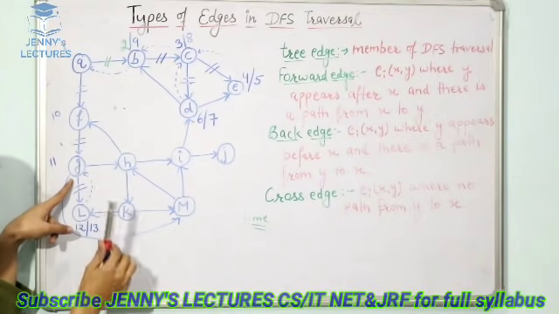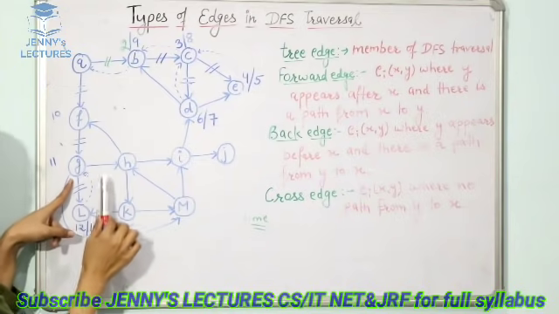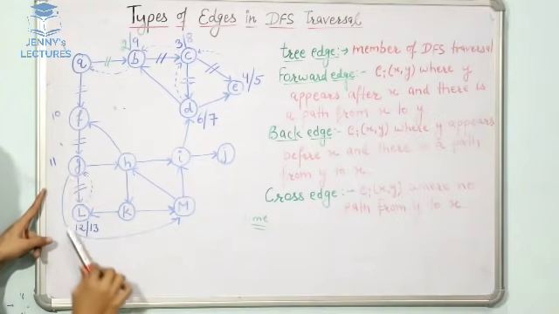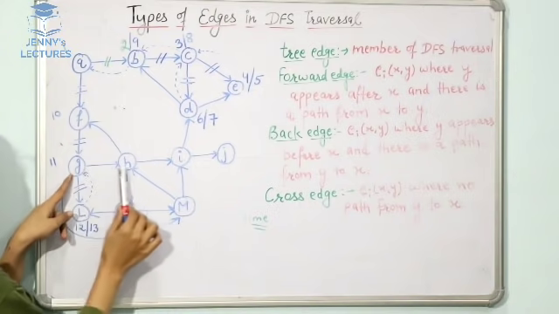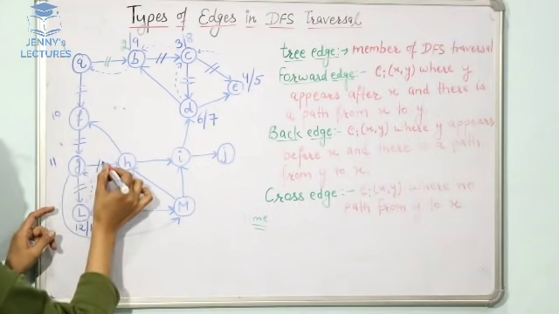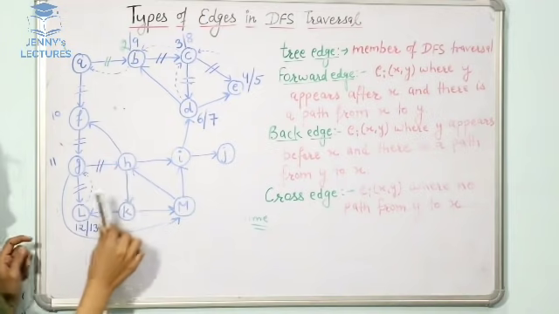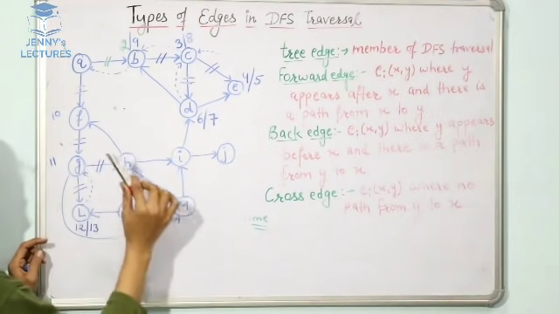From G, is there any node where you can go? Yes, we can go to H or you can go to M. We have still two choices. Now suppose we are going to this H and we will mark this edge. Now we are going to this H.